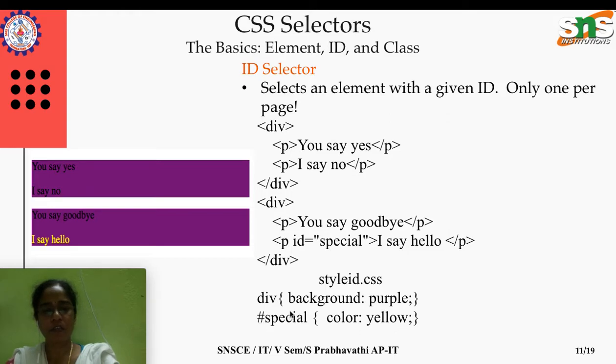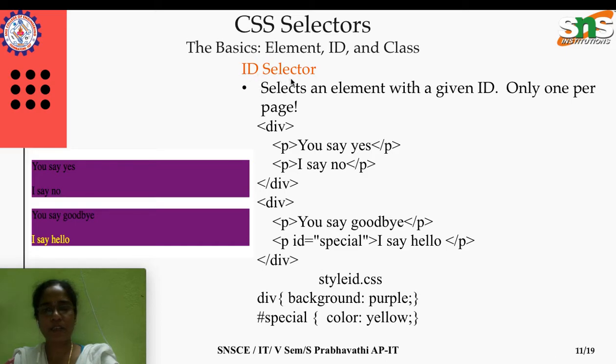It means this color special will be applied only to this paragraph. This style will be applied only to this paragraph. That's how in this output we get the fourth paragraph alone in yellow color, and the remaining text is in the default paragraph black color. Okay, so hope you are following with me.